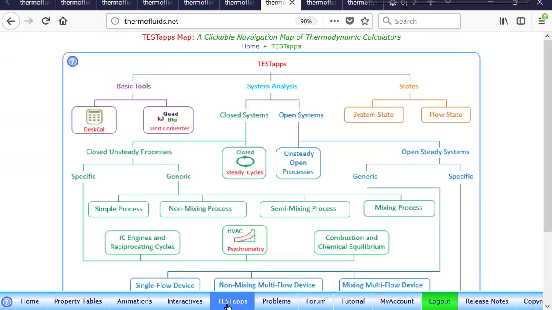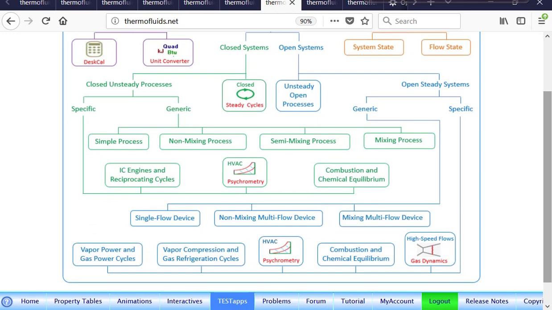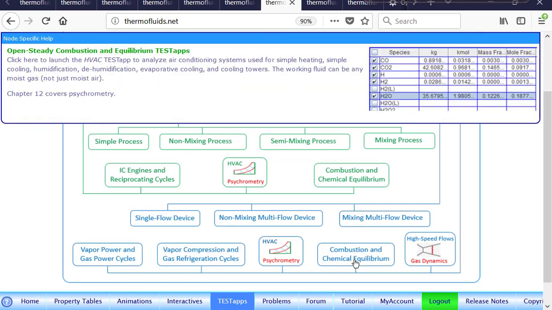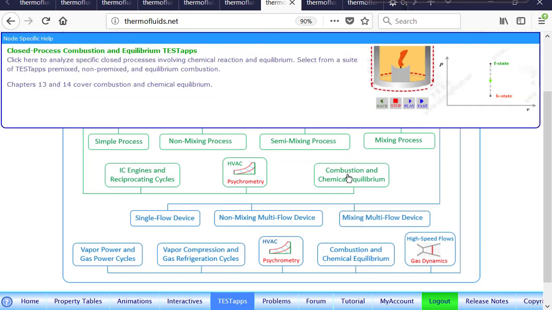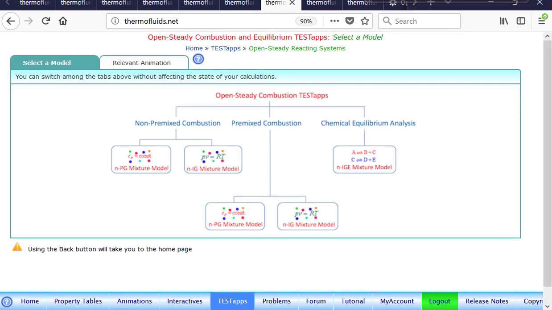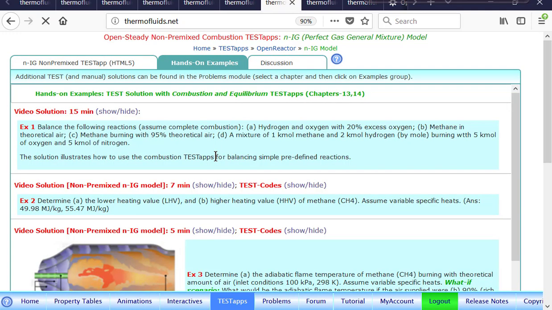We'll just launch a suitable TESTcalc, open system, specific branch, and combustion and chemical equilibrium are here, as opposed to these, which are the closed system branch. So we go to the open system branch. As you can see, combustion is covered in either premixed configuration or non-premixed configuration. For open steady devices, the non-premixed configuration is more common. So we'll go with the ideal gas model, the PG model, and there are already solved examples here.